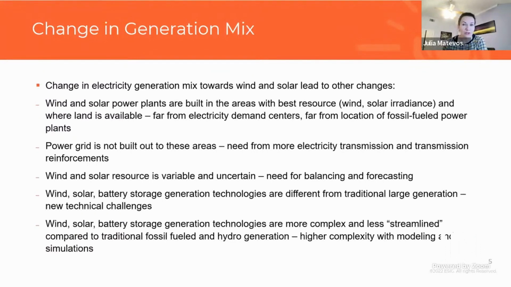Wind, solar, and battery storage generation technologies are more complex. They've been developed in the past maybe 20, 30 years. They are less streamlined. So this technology allows a lot of flexibility in controls, and controls may vary by manufacturer. Even though they provide similar functionalities, the way controls are implemented can be different. Whereas the conventional synchronous generators that we had over the years are relatively typical and streamlined and much easier to model. So what we are faced with now is higher complexity with modeling and simulations. It gets to a point where you need to represent each wind and solar resource by a model provided by the manufacturer to be able to capture some of these controls.